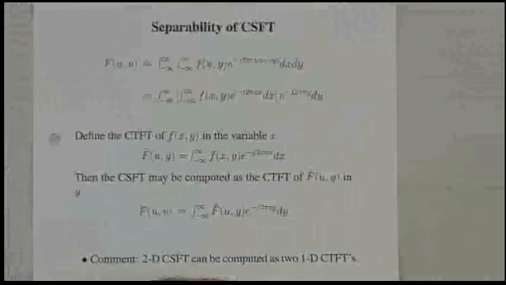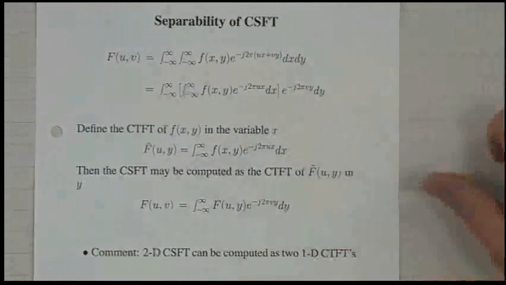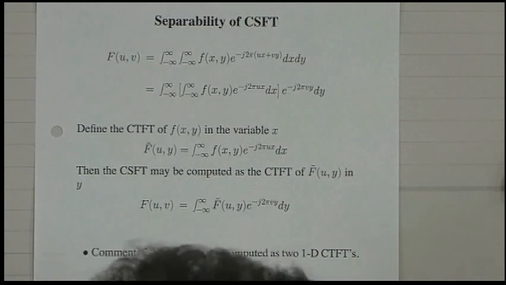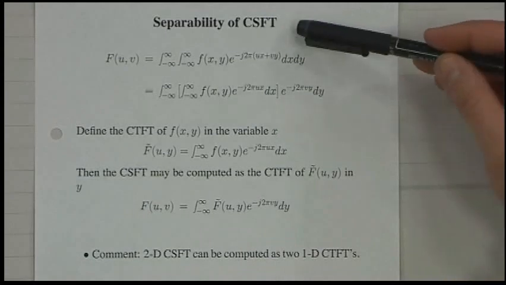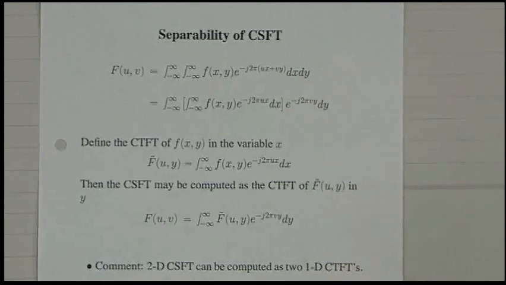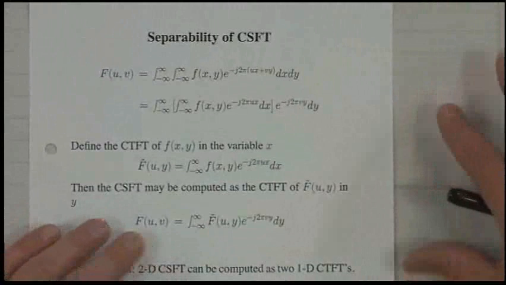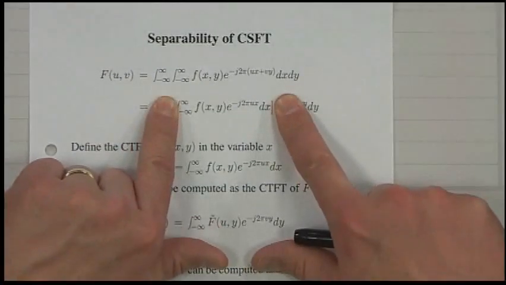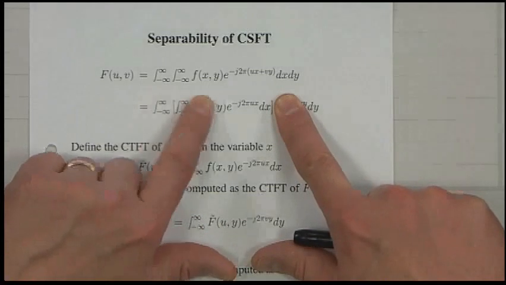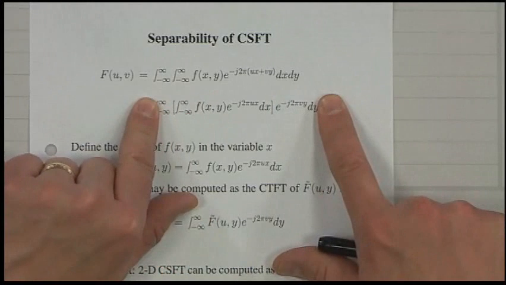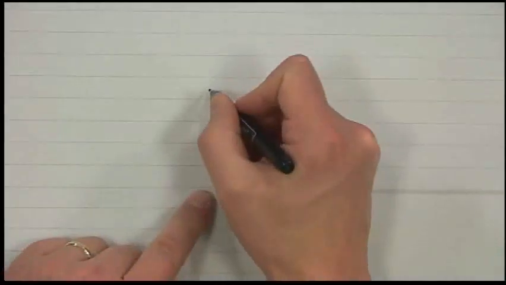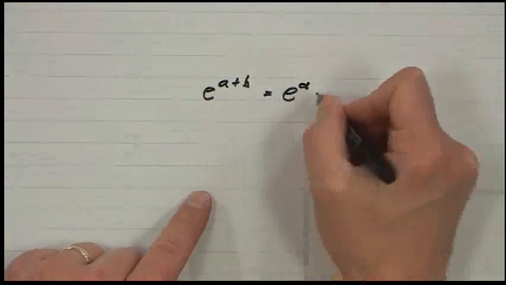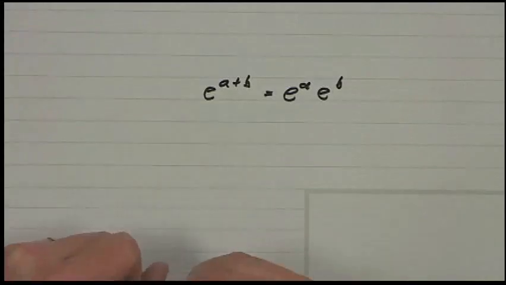Okay, now the continuous space Fourier transform is a separable transform. I mentioned that before. What I mean by that is that you can compute the continuous space Fourier transform by first taking a continuous time Fourier transform along, say, the x variable, and then taking the resulting function of y and taking the continuous time Fourier transform along the y variable. Or you could do it in the other order. It's a direct result of the fact that e to the a plus b is equal to e to the a times e to the b. It's a very powerful concept.